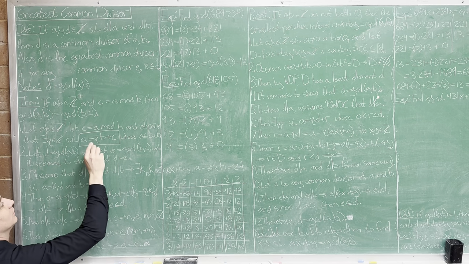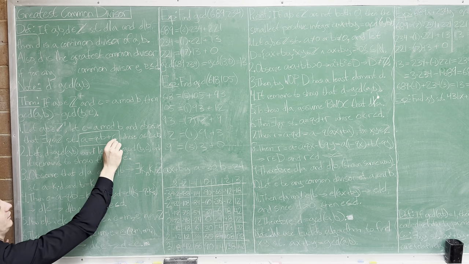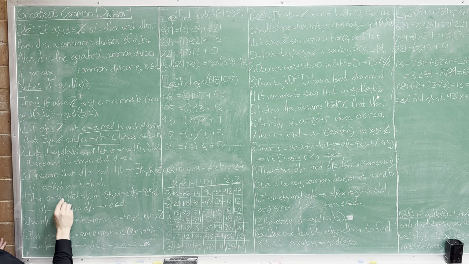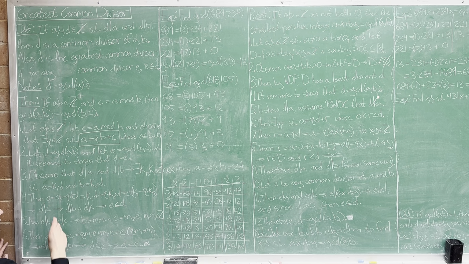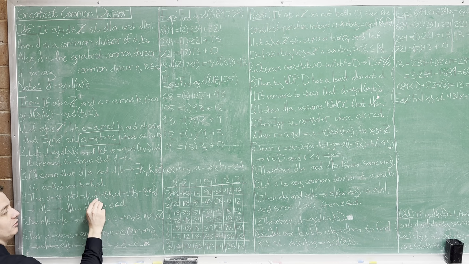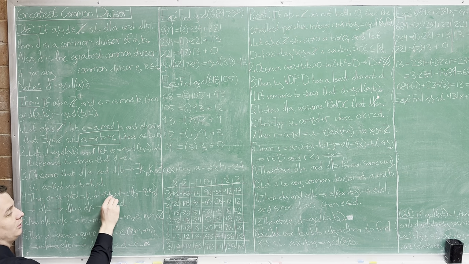Looking at this equation, I know A is equal to QB plus C, so that means C is equal to A minus QB. I just put the QB over there. But now we just barely found A in terms of D, and we just barely found B in terms of D, so we're just going to substitute that in. K1 times D for A, K2 times D for B. So C is equal to A minus Q times B, or in other words, is equal to K1 times D minus Q times K2 times D.